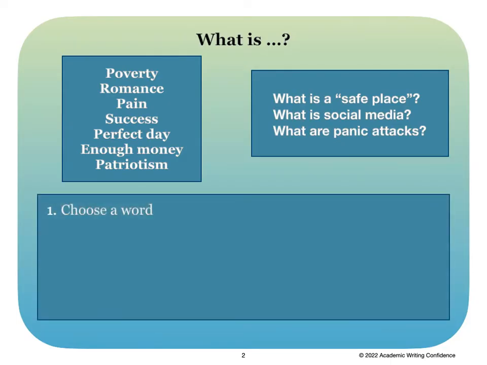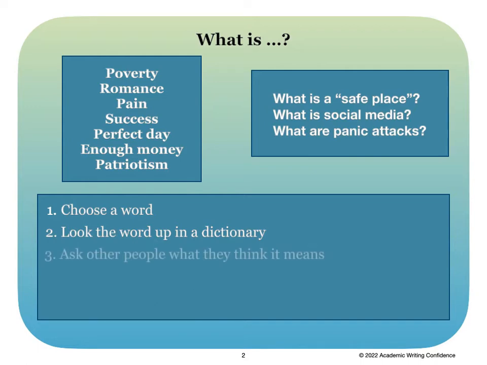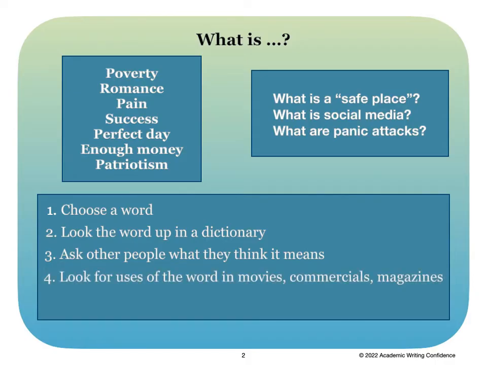When writing a definition essay, you will need to choose a word that needs to be defined. This may be something you choose on your own, or that is assigned to you. The first thing you should do is to look up the word in a dictionary to see how it is defined. You can ask other people what they think it means. You might look for uses of the word in movies, commercials, and magazines. And one more thing you can also do is to analyze the different ways people define the word.